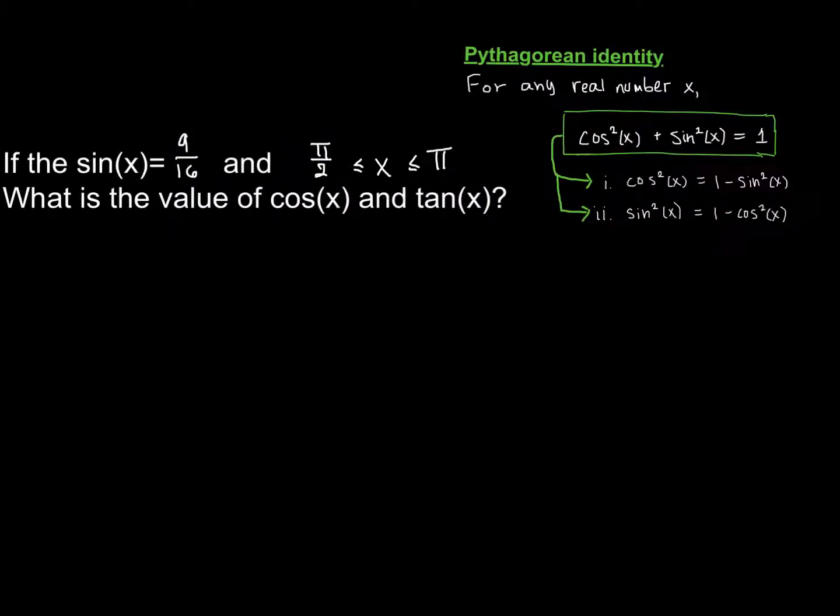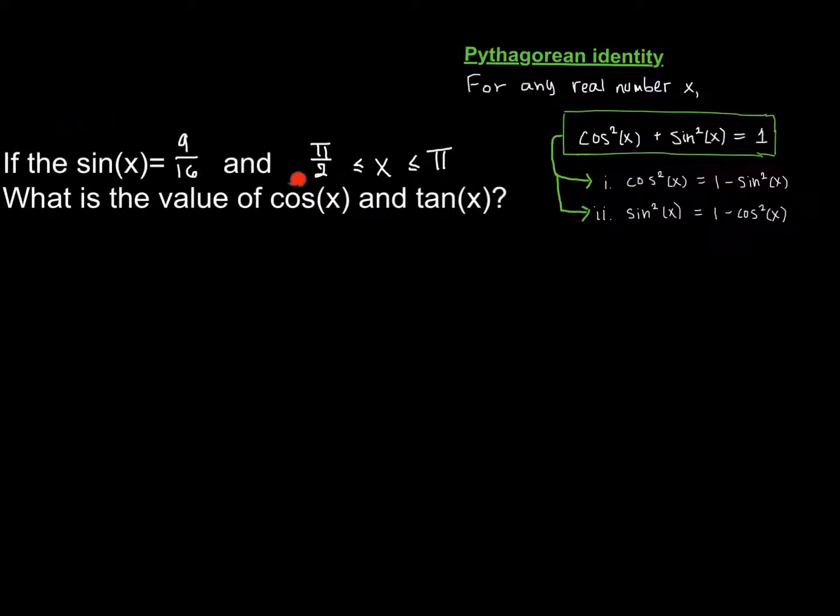Okay, so here we have a situation where we know the sine of x is 9 over 16, and we know that x is between pi over 2 and pi, and we were trying to figure out what the value of cosine and tangent for this particular value of x is. And so before we dive into finding cosine and tangent, let's just think about what we're told here.